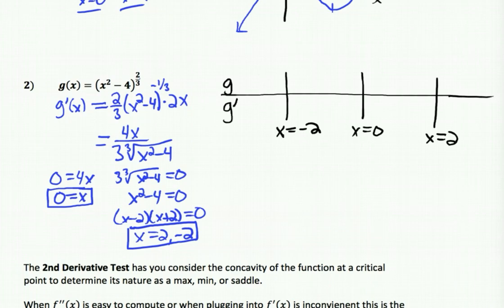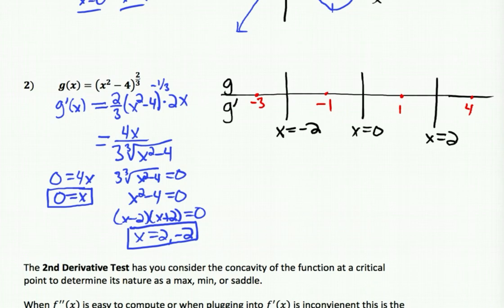We want to pick some test points. So to represent this region, I'm going to pick negative 3. To represent this region, negative 1, 1, and I'll go ahead and pick 4. Remember, you don't have to pick the centers of the regions. Okay, now let's plug those into the first derivative, because that's what this test is, and check them.